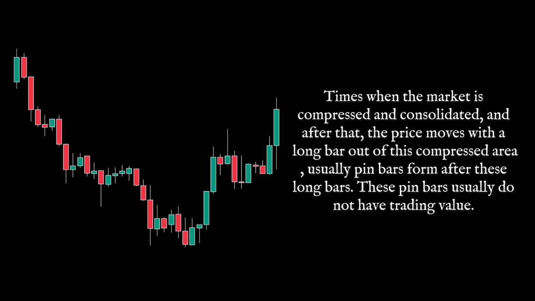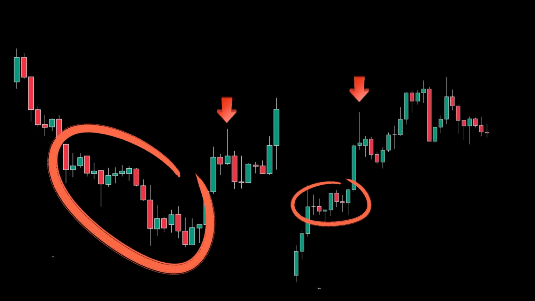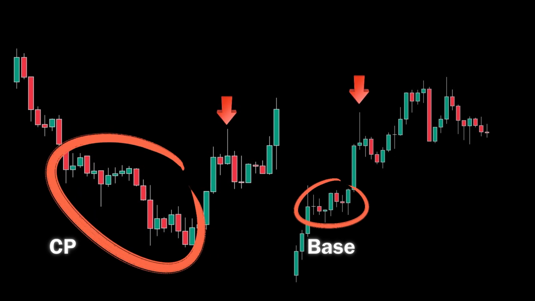These pin bars are the result of bank settlements and smart money exit. This compression can be like a base or CP. Base explanations have been given before, but we will explain CP in the future.